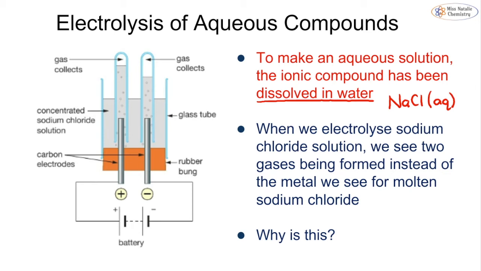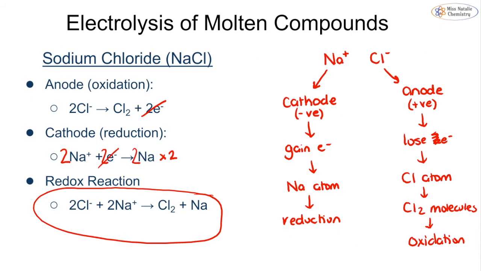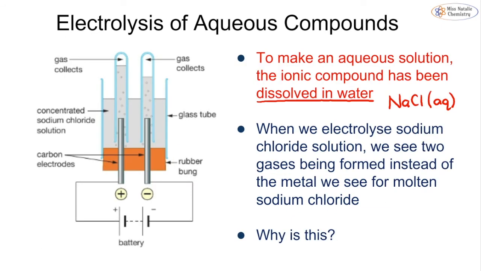Now this is different to the molten. If I go back to the molten, you can see that we formed sodium metal and a gas. But when we do the aqueous, we form 2 gases. And now we need to understand why that is the case.